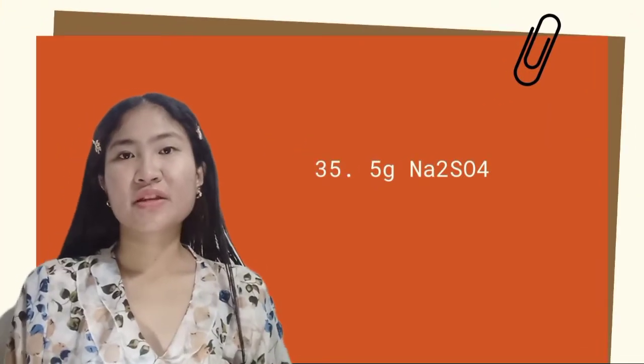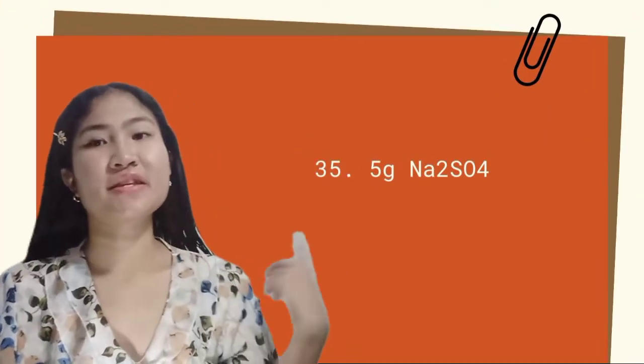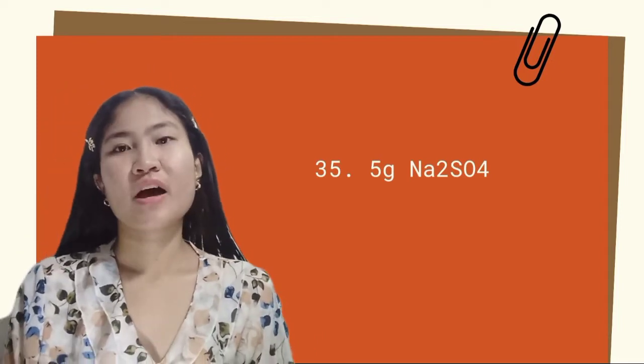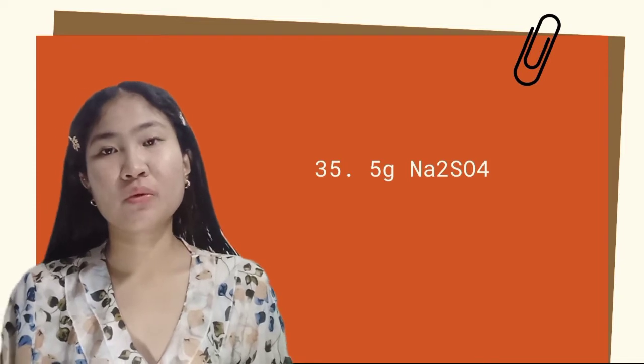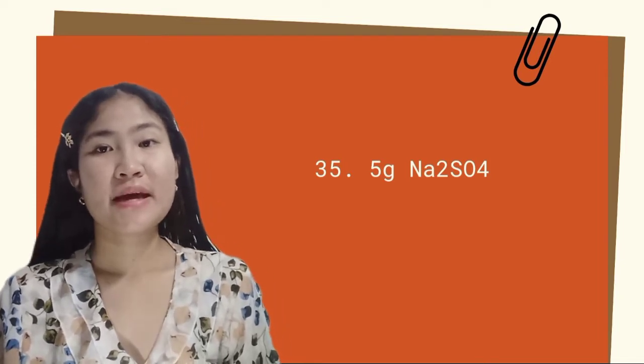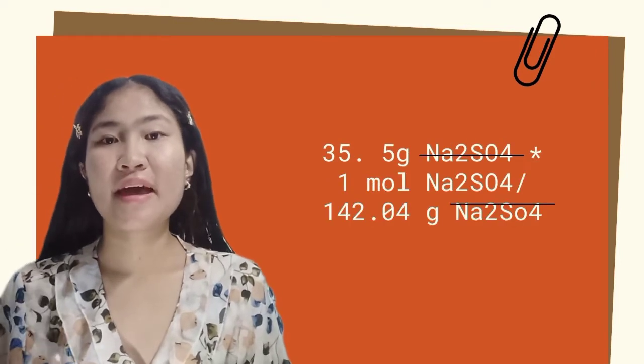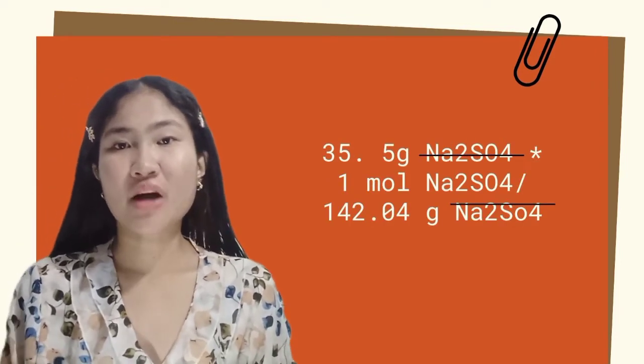So as you can see in the presentation, figure out the molarity of this solution. What's the molarity of the sodium sulfate in this solution? First, we're going to figure out the number of moles of solute. So the mass would be 35.5 grams of sodium sulfate. So we need to multiply, and that would cancel out the grams.